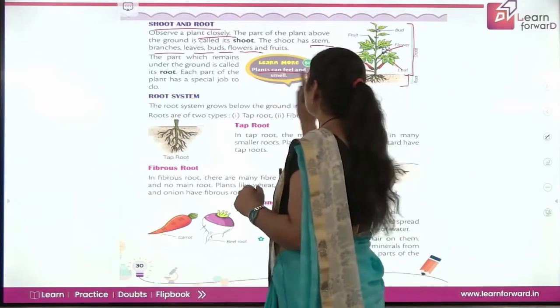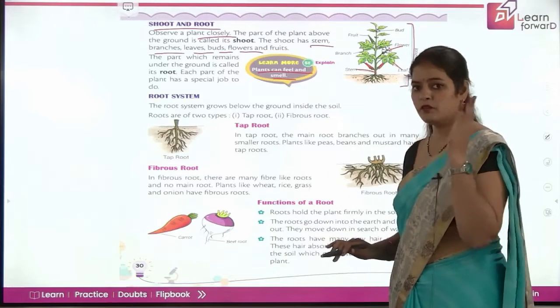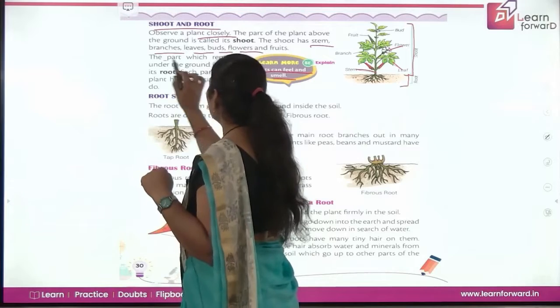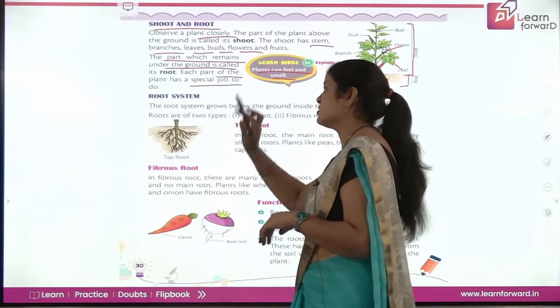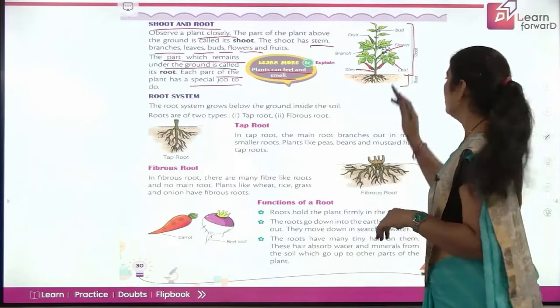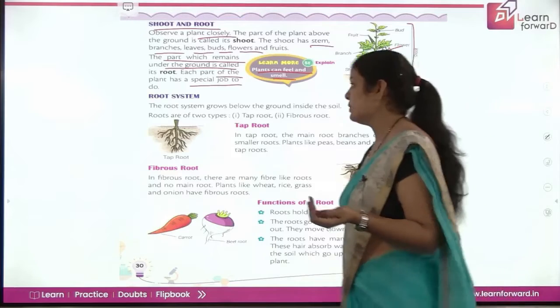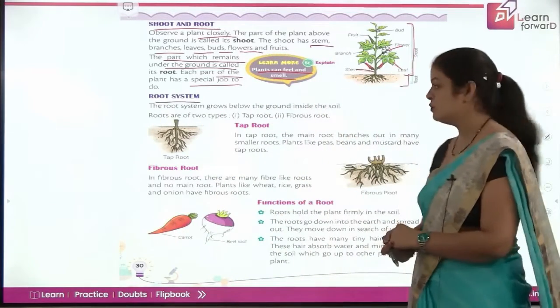Now plants can feel and smell. This has already been done in the sensing part of the previous chapter. Next, the part which remains under the ground is called the root. Each part of a plant has a special job to do, because roots have their own function while the shoot part has a separate function. First let's start with the root system.